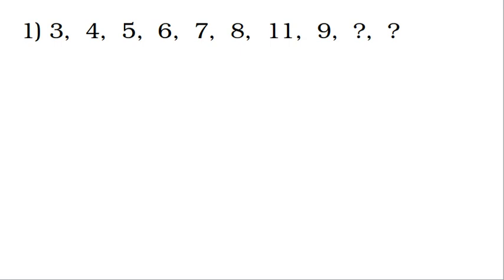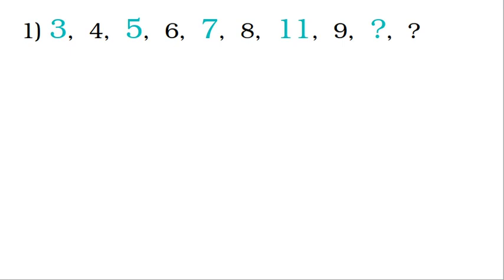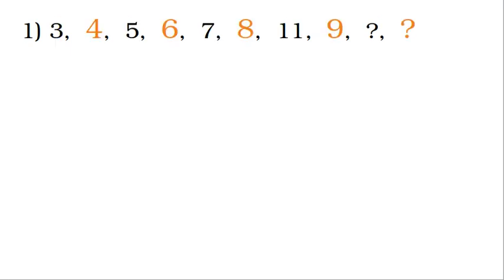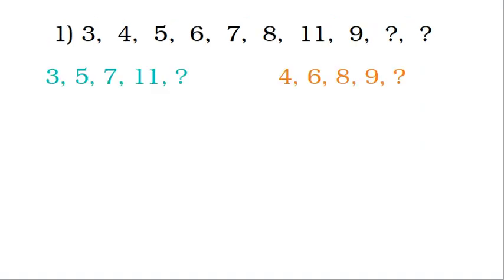If you look at the given series, you will observe 2 question marks in this series. So I want you to understand that 2 series are put together in this series. Alternate numbers come under your first series and the remaining numbers come under your second series. When you write it this way, 3, 5, 7, 11 are prime numbers and 4, 6, 8 and 9 are composite numbers.